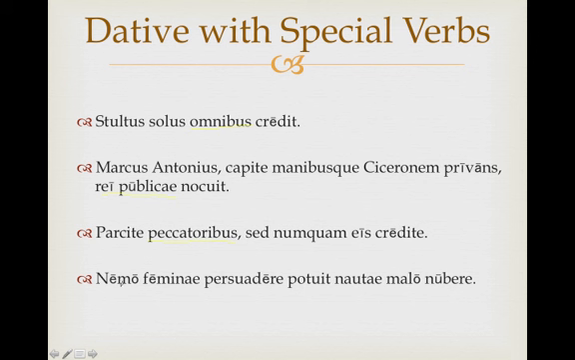All right, and then our last one: nemo feminae persuadere potuit nautae malo nubere. So another one that has two of these in here. No one was able to persuade the woman, and again, dative, because persuadeo takes it, to marry the bad sailor. And again, nautae malo is dative, because to marry takes the dative.